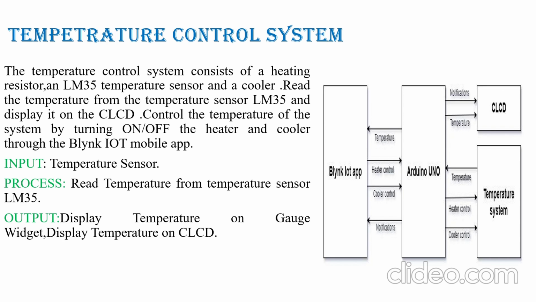First we have the input, that is the temperature sensor. Second, the process: read the temperature from the LM35 temperature sensor. Then the output: display the temperature on a gauge widget and on the CLCD. So here we have a diagram of how our temperature system works. Here you can see the temperature system is connected to Arduino Uno, and our Arduino Uno is connected to our Blynk IoT app.